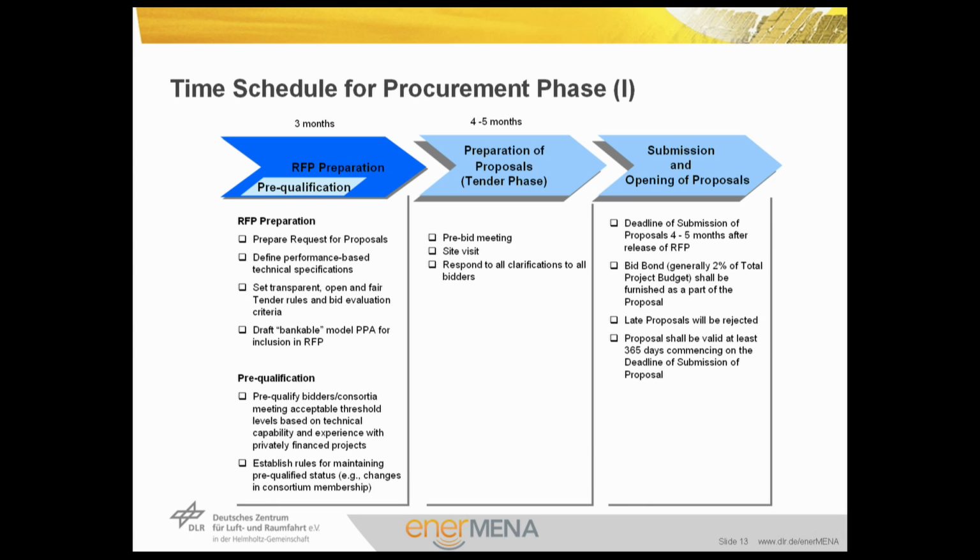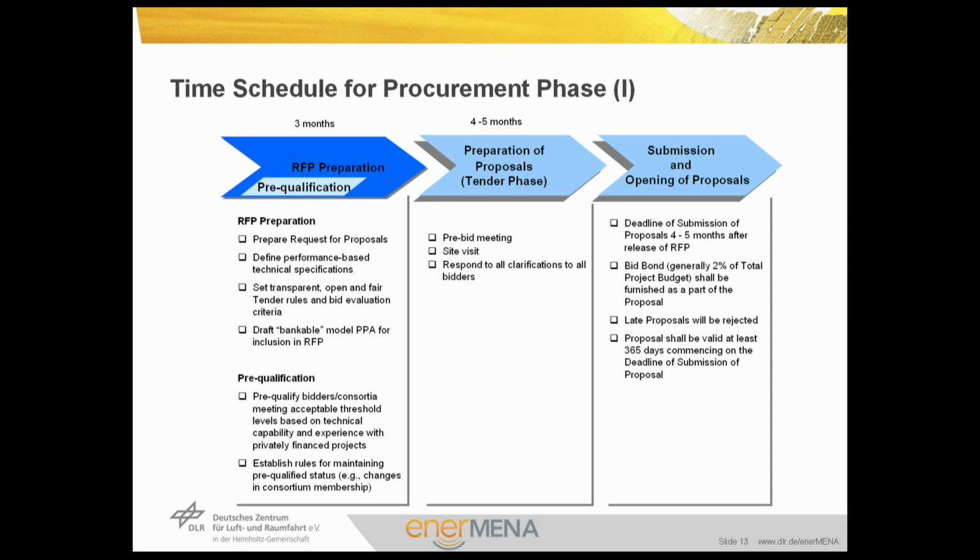The next step in the procurement schedule is the preparation of the proposals, which is also called the tender phase. This lasts typically for about 4 to 5 months, but this could be shorter too. If, for example, the power purchase agreement was already prepared, there will be a pre-bid meeting with the bidders. A site visit will be offered for them, and their clarifications will be answered in this phase. The preparation of proposals ends in bid opening. The bid opening session has various types depending on the content envelopes that are included. We will come back to this later.